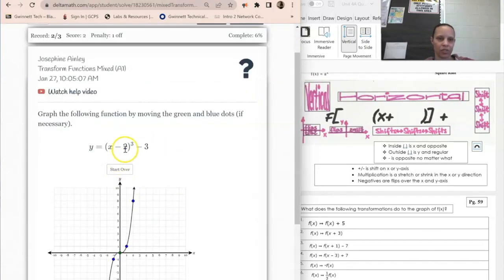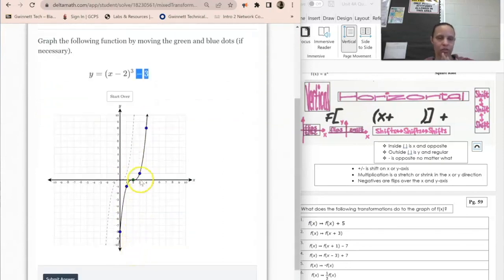All right, I think we just did this one. But anyway, inside, x and opposite. So instead of going left 2, I'm going to go right 2. Outside, y and regular. So whatever I think is in the y direction. So that's going to be down 3.